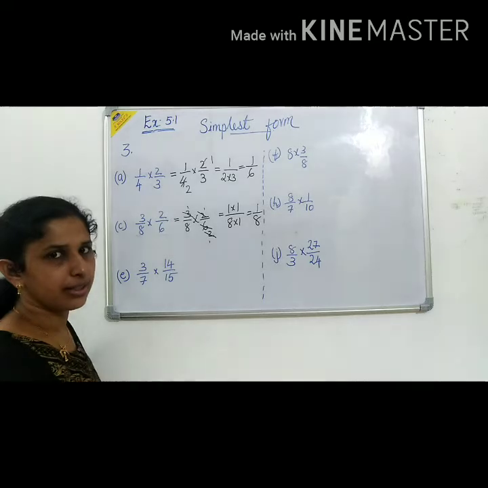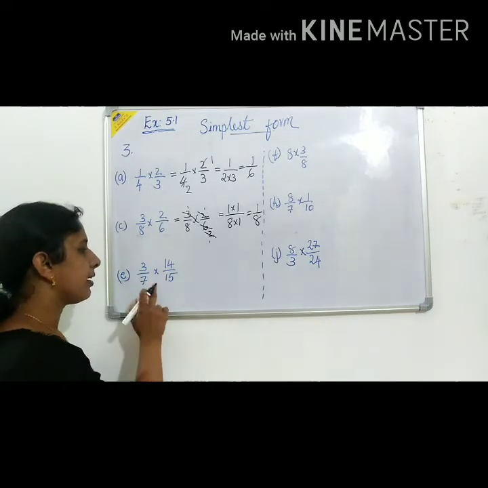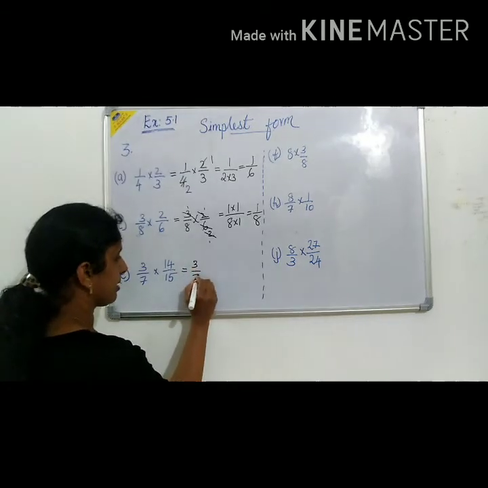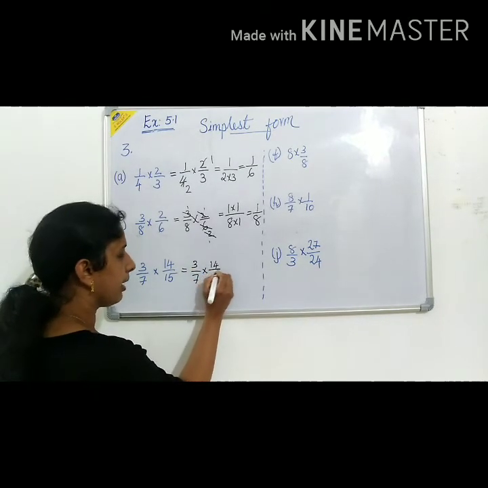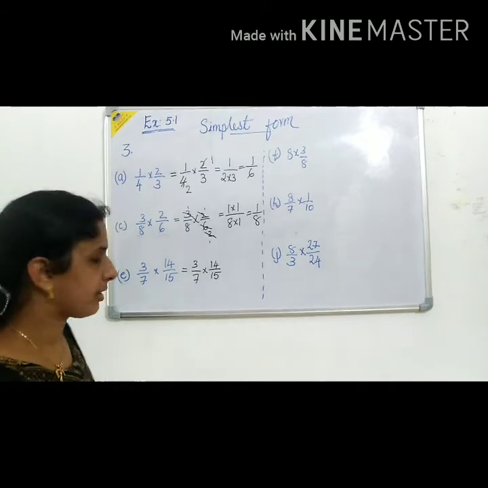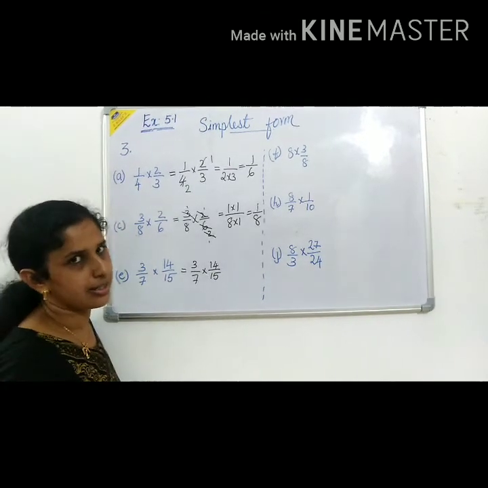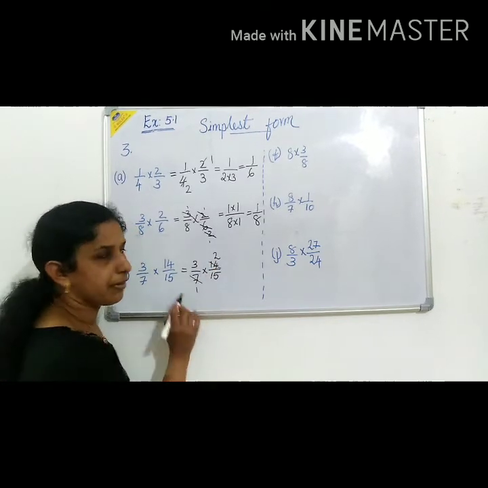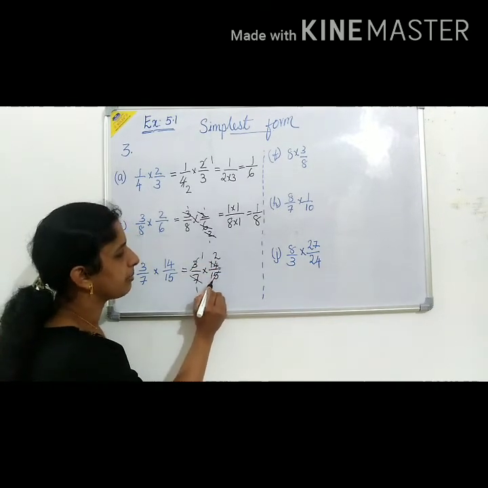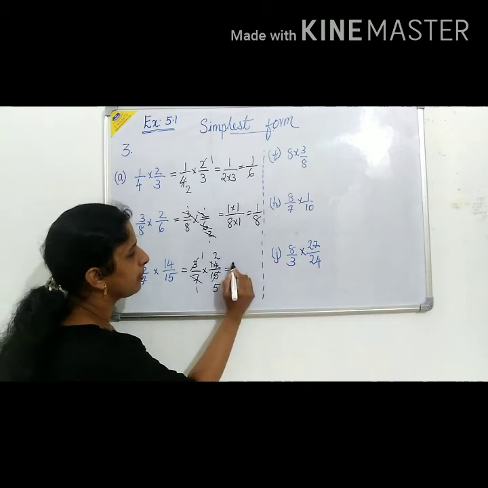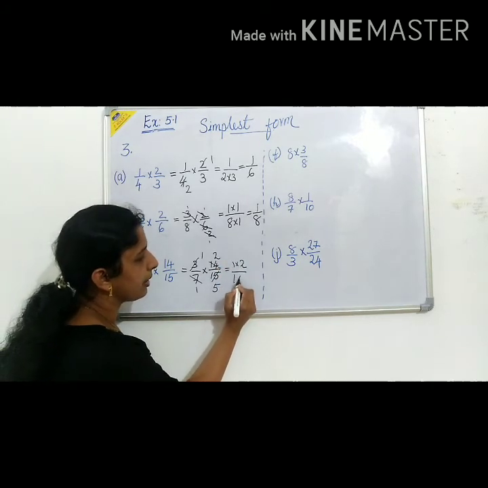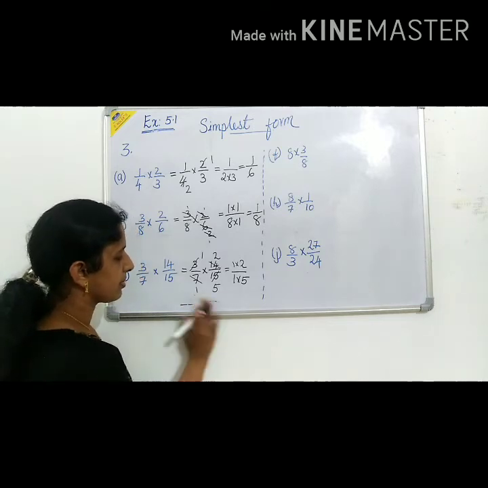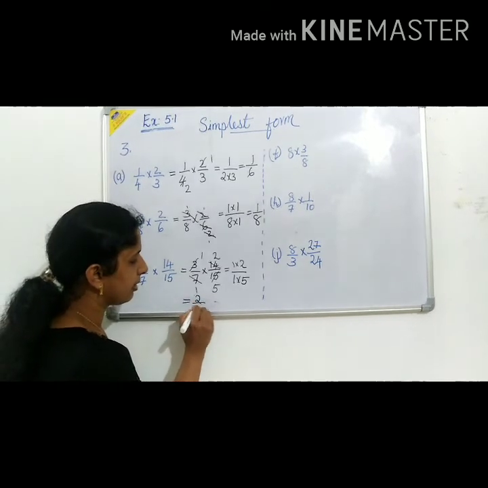Now here it is question number E. 3 by 7 into 14 by 15. This is equal to 3 by 7 into 14 by 15. Here also many common factors are there. 14 and 7 we can cancel by 7 itself. 7 by 7, 1. 14 by 7, 2. 3 and 15. 3 by 3, 1. 15 by 3, 5. This is equal to 1 into 2 by 1 into 5. That is equal to 2 by 5.